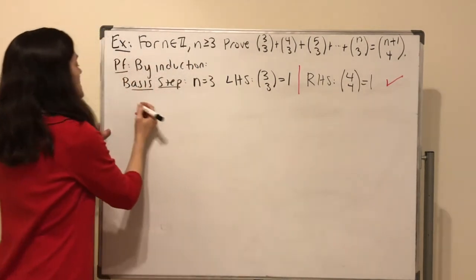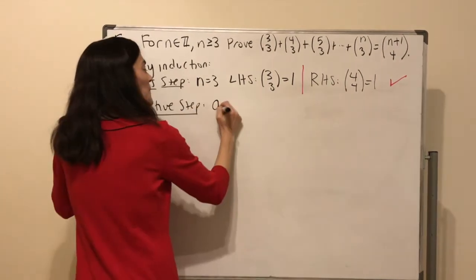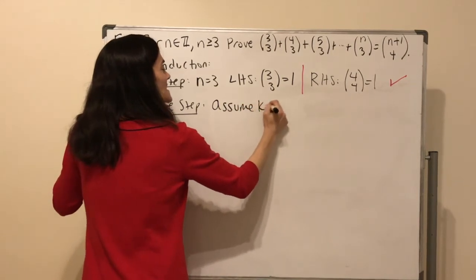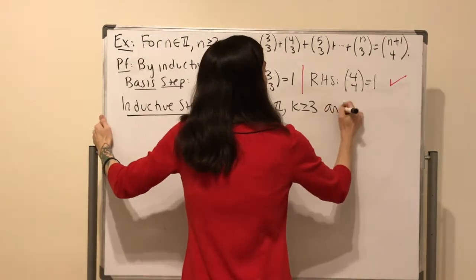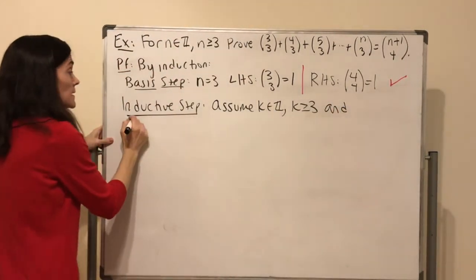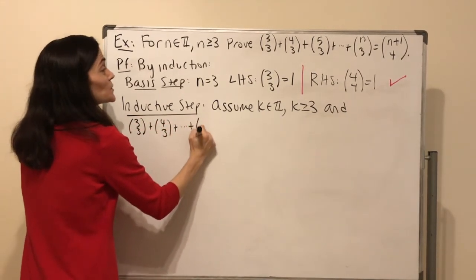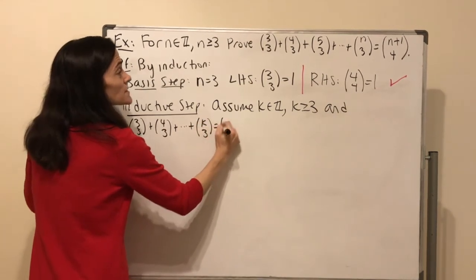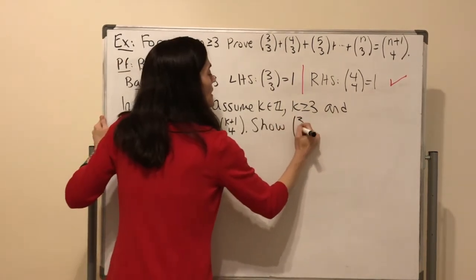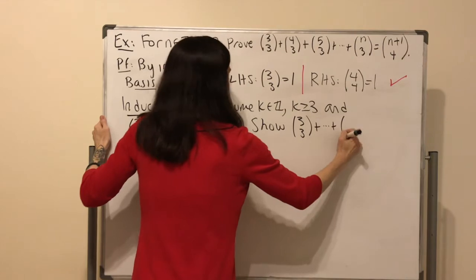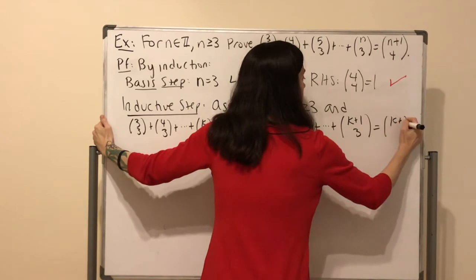Now comes the inductive step. We assume k is an integer bigger than or equal to 3, and we assume that 3 choose 3 plus 4 choose 3 all the way out to k choose 3 equals k plus 1 choose 4. We want to show if we go out to k plus 1, we would get k plus 2 choose 4.